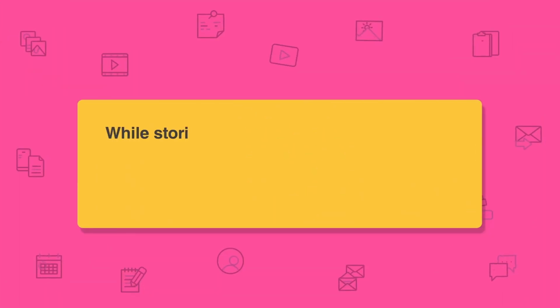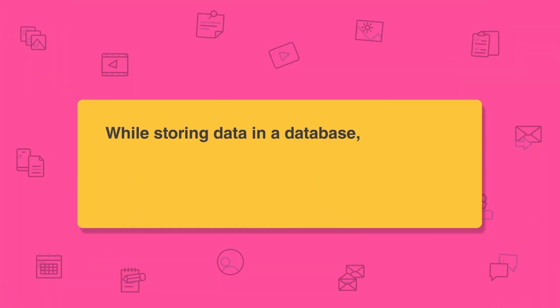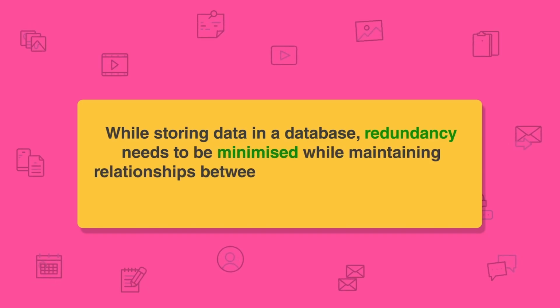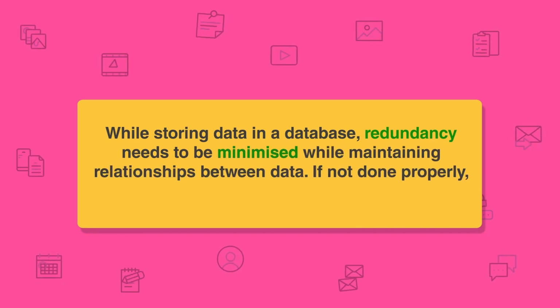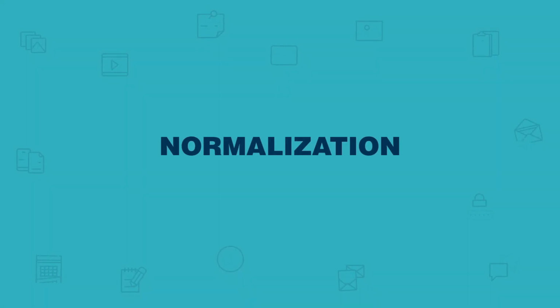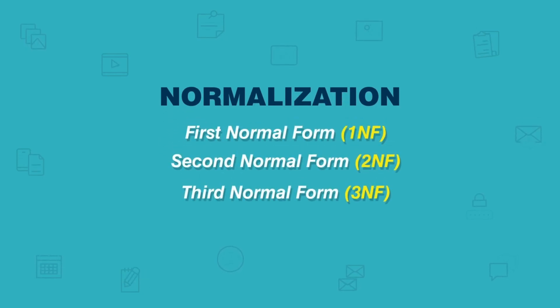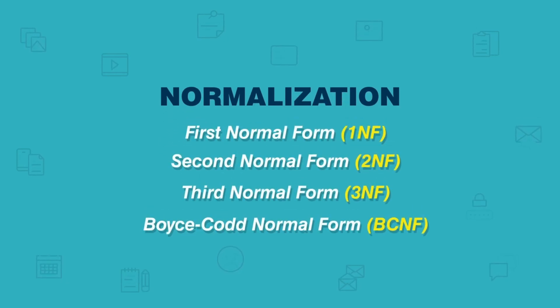While storing data in a database, redundancy needs to be minimized while maintaining relationships between data. If not done properly, it can cause anomalies like what is happening at Primavera Cucina. This can be achieved by performing normalization at various levels: first normal form, second normal form, third normal form, and Boyce-Codd normal form.